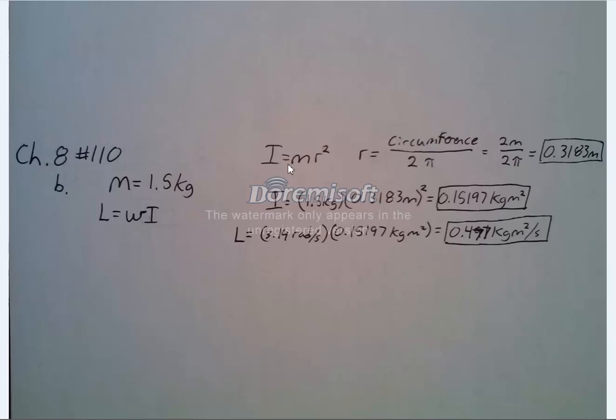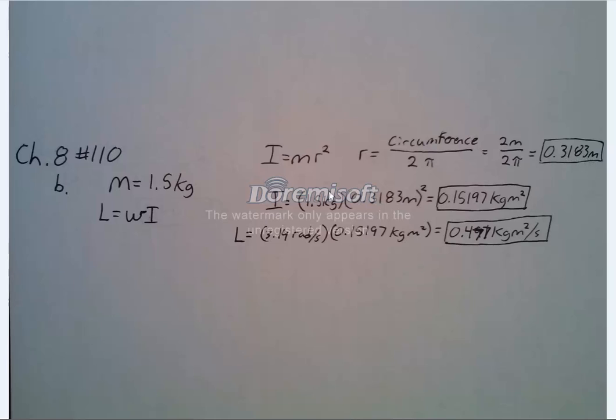Inertia equals m times r squared. R equals the circumference divided by 2 pi. That's the radius. So yeah, we plug in our numbers. We get 2 meters over 2 pi, sorry, there's no r. R is right here. We'll get 0.3183 meters.